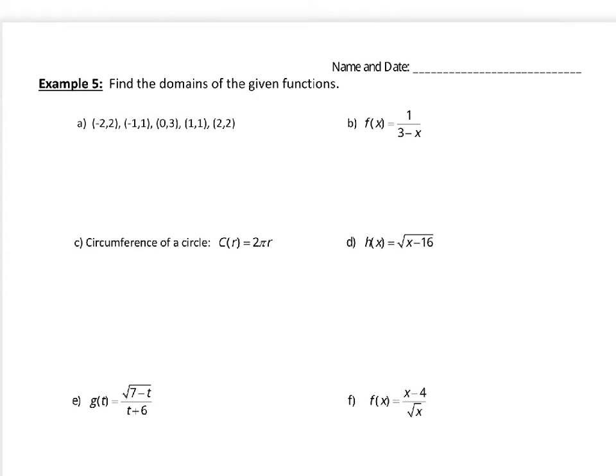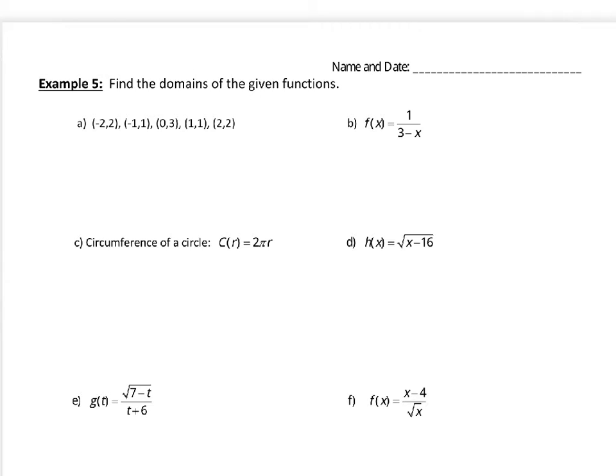Example 5 is asking us to find the domains of the given functions. And of course, I'm going to try and do this from an algebraic perspective and shy away from the graph, just to give you an idea that you do need to be able to do both. So I'm going to start with 5B. And I'm going to notice that, oh, this has a fraction and there is an x in the denominator. So once again, my question is, what values would make 3 minus x equal to 0?